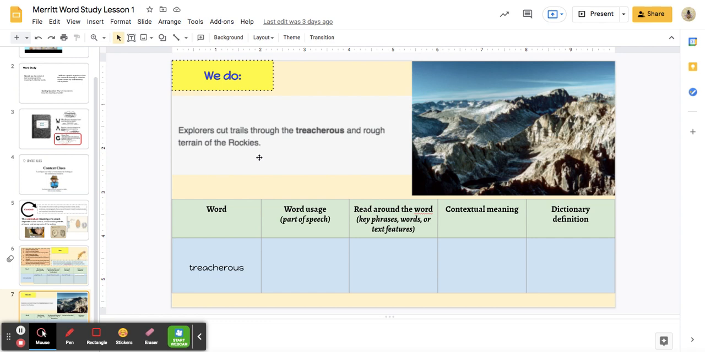Now you try it. Explorers cut trails through the treacherous and rough terrain of the Rockies. Treacherous is the word that you're trying to figure out. Look at the words around it. Try to figure out what it means based on those words. And then if you have a dictionary, look up the definition on the dictionary and look up the part of speech. If you do not have a dictionary, it's okay. Just do these 2 boxes.